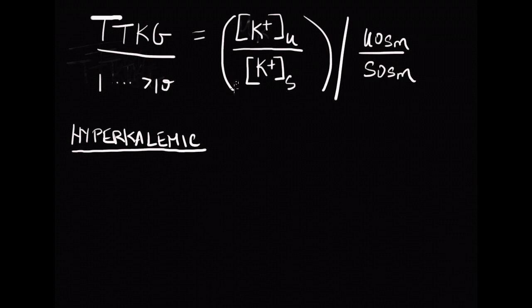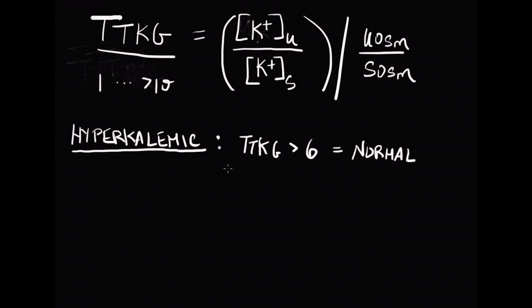You calculate the TTKG in a hyperkalemic patient and say you get a value that's greater than 6. A TTKG value greater than 6 in a patient who's hyperkalemic is what you would expect. It's what we call normal. The kidney is responding in the way that it's supposed to by excreting as much potassium as it can because of the elevated potassium in the serum. So when you have a hyperkalemic patient and their TTKG is 6 or higher, you know that you've got a problem that's extrarenal and not intrarenal.